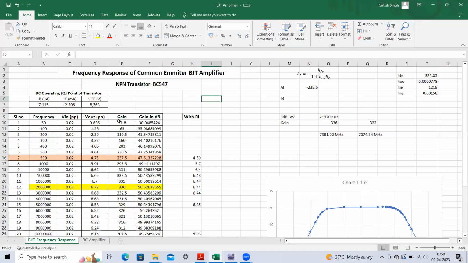Here you can see in this actual sheet I have already noted down the frequency response of a common emitter BJT amplifier. I have taken BC547, and these are the DC operating points: IB is 7.115 microamperes, IC is 2.206, and VCE is 8.763. Okay, it is wrongly written, it should be 8.763. So this way we have these values, right? Now you can start your experiment.